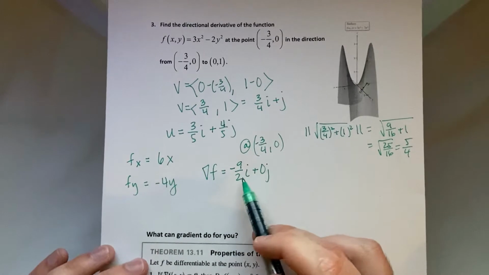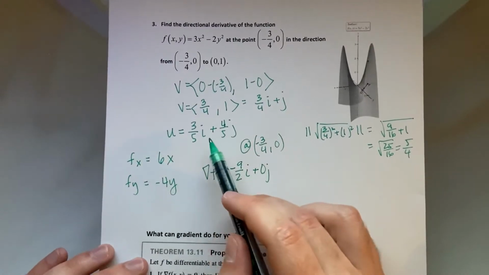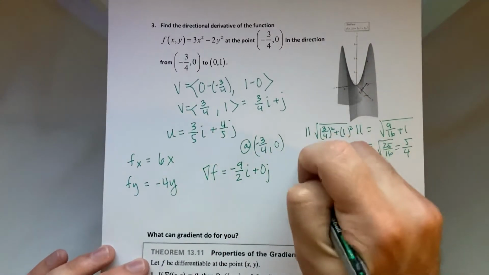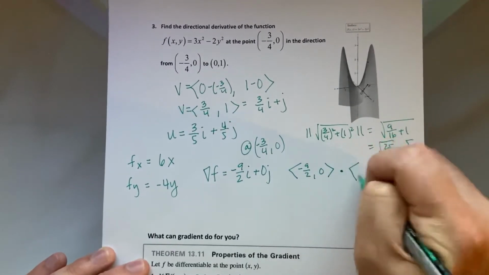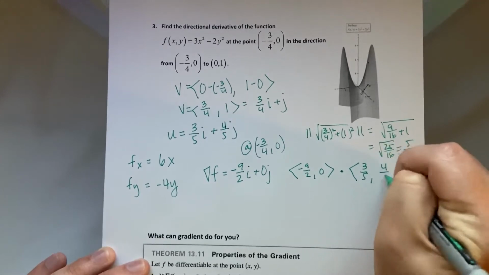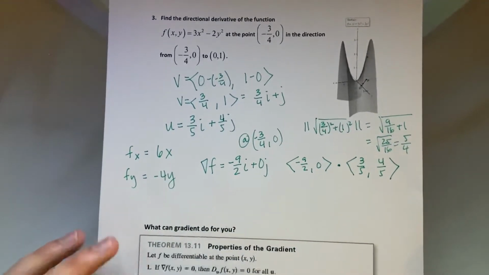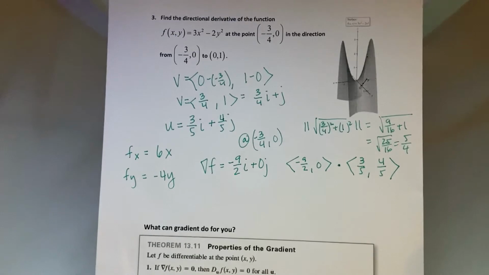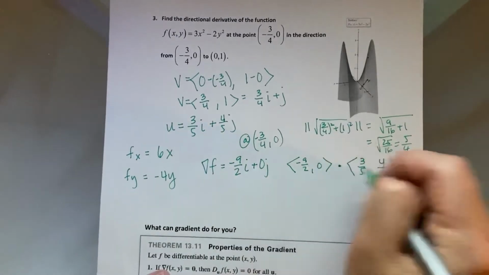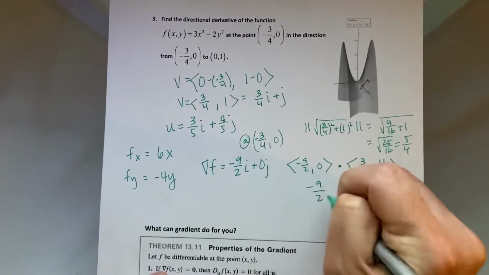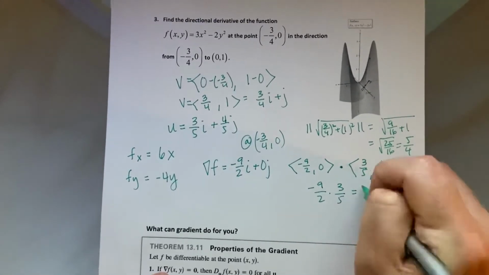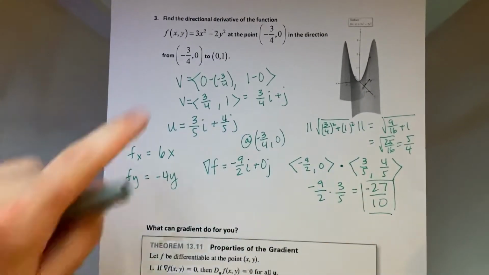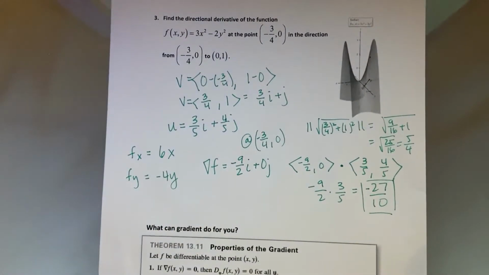Okay, so we have this vector and the unit vector in the direction, so what I have to do is the dot product of negative 9/2, 0, and 3/5, 4/5 to get my directional derivative. So 0 times anything is 0, so all I need to do is negative 9/2 times 3/5, which is negative 27/10. So my directional derivative in the direction from negative 3/4, 0 to 0, 1 is negative 27/10.